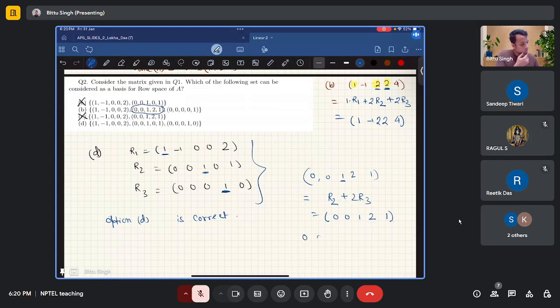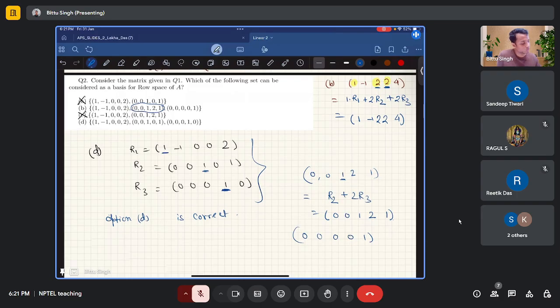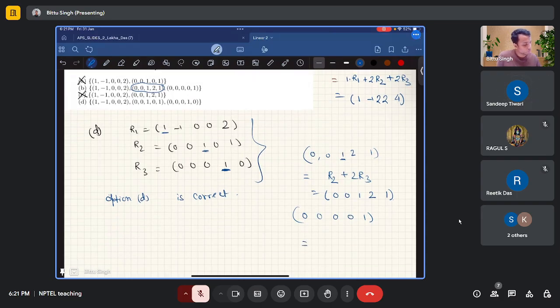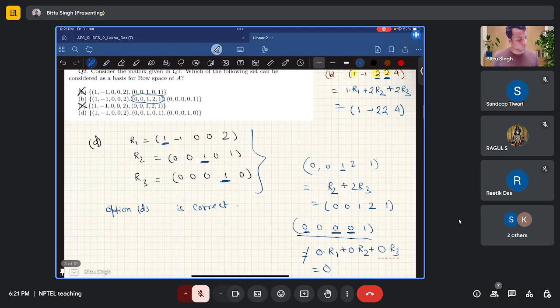So the last element is 0 0 0 0 1. It should also be a linear combination of those three rows. So is it possible? Here the leading entry is 1 but you can see the leading entry is 0, so it should be 0 times R1. Similarly, it should be 0 times R2. And here it is 1, but it is 0, so again 0 times R3. So though this is 0, this is not the 0 vector. So these two are not equal.